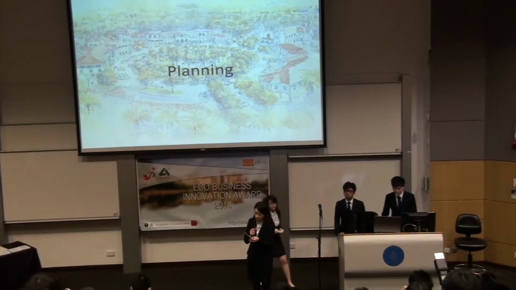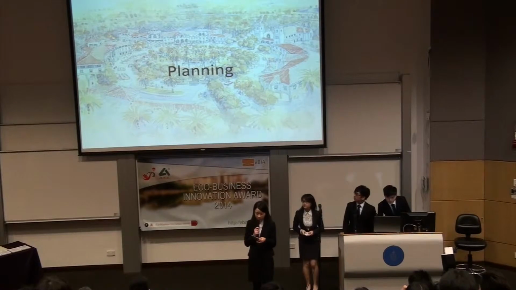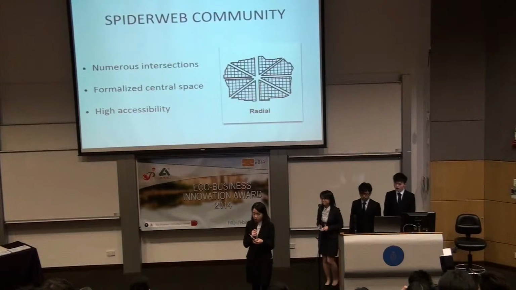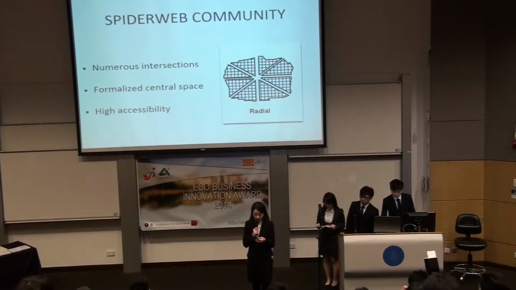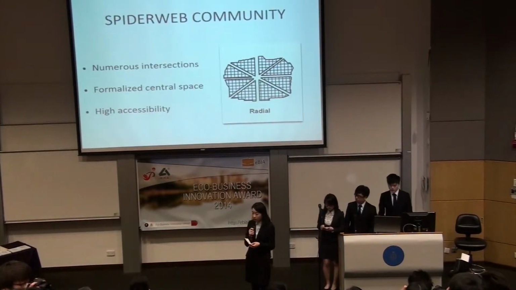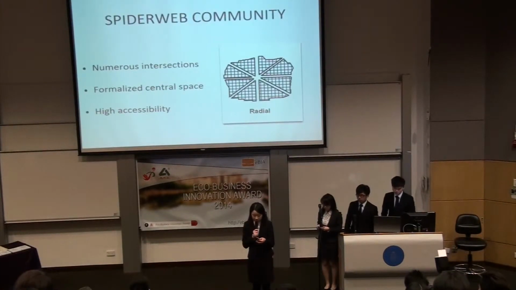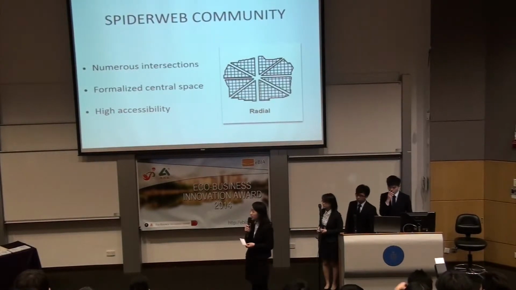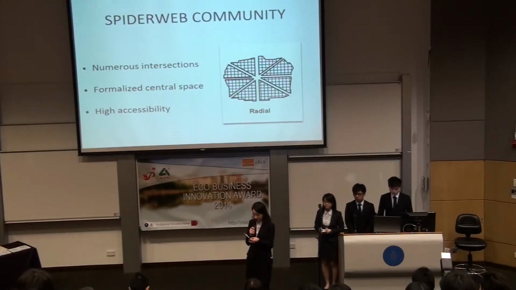Thank you, Valerie. So first, the first thing we're going to introduce is the overall planning of our town. We have chosen the spiderweb community, which is interconnected. With the high connectivity community, the roads and path networks are well connected with numerous intersections. This constructs a formalized central space, so the residents can gain access to the community service more easily.